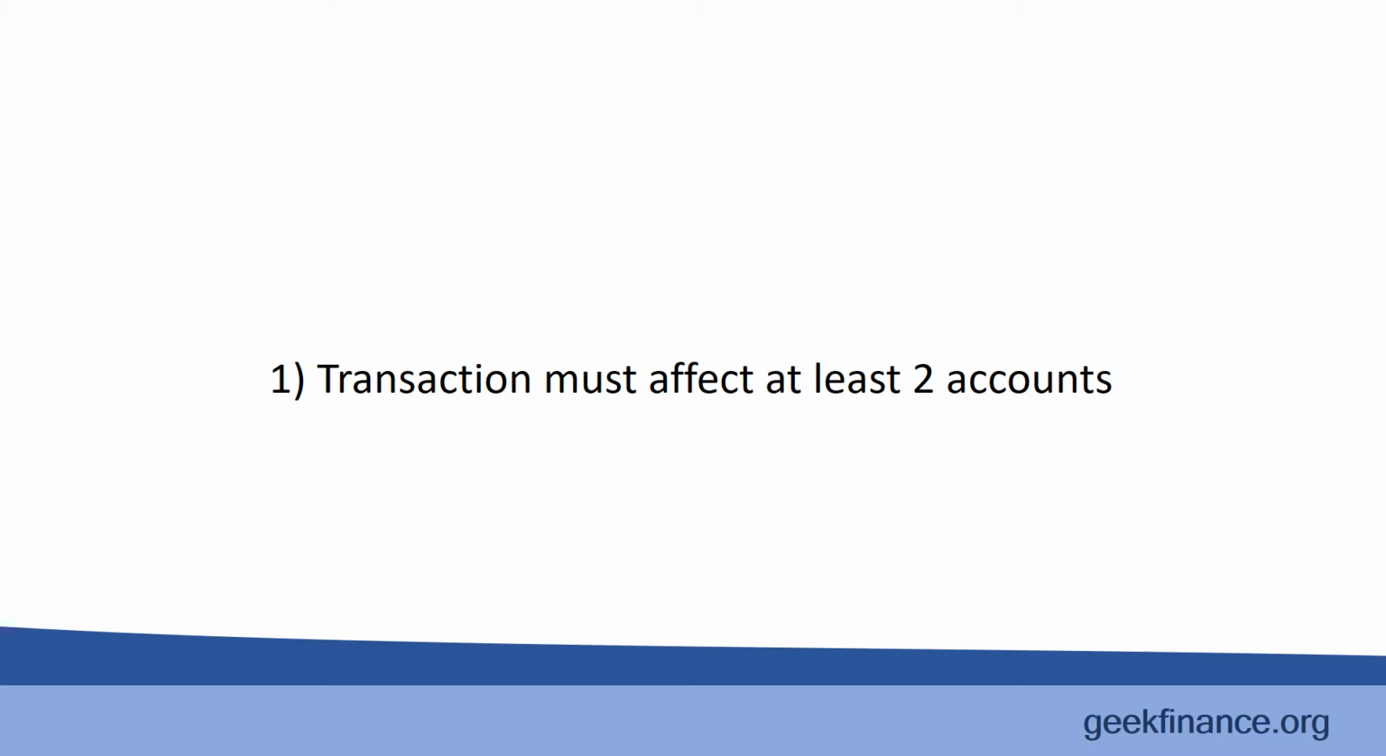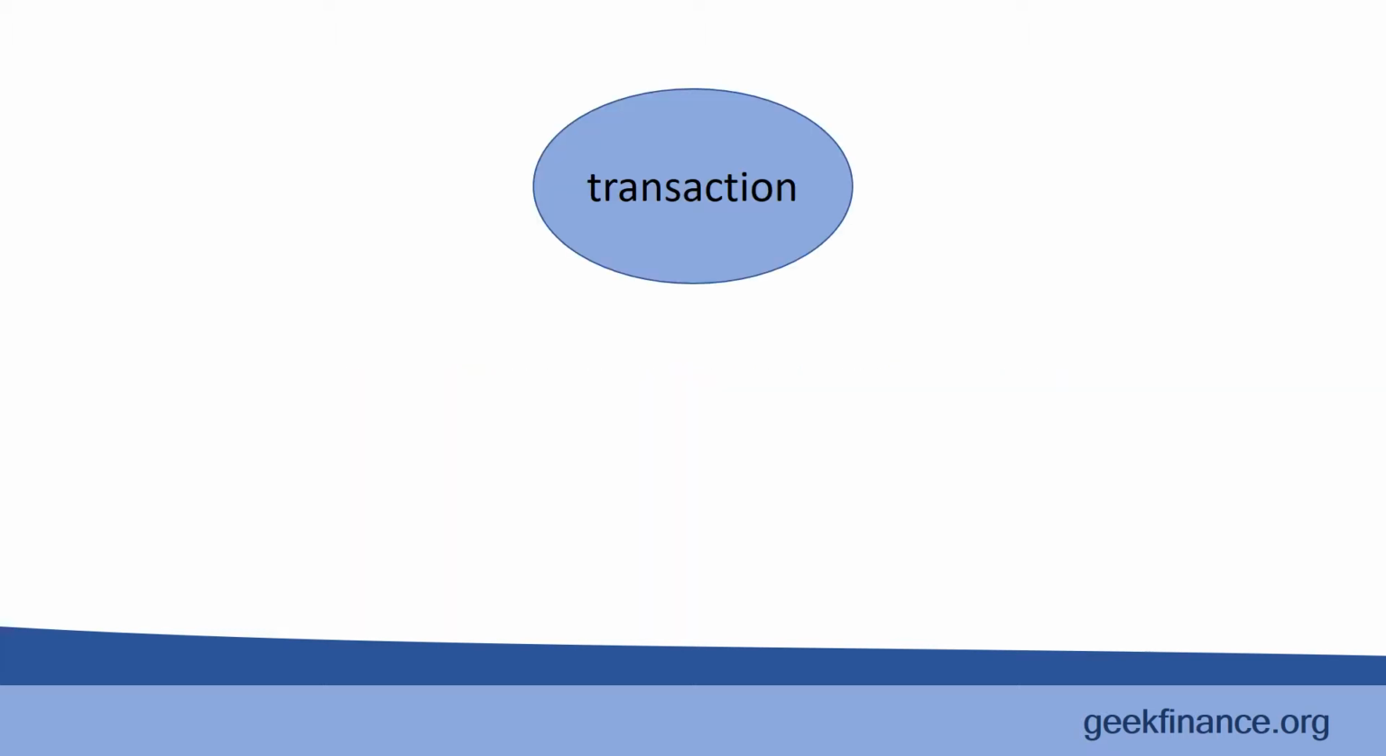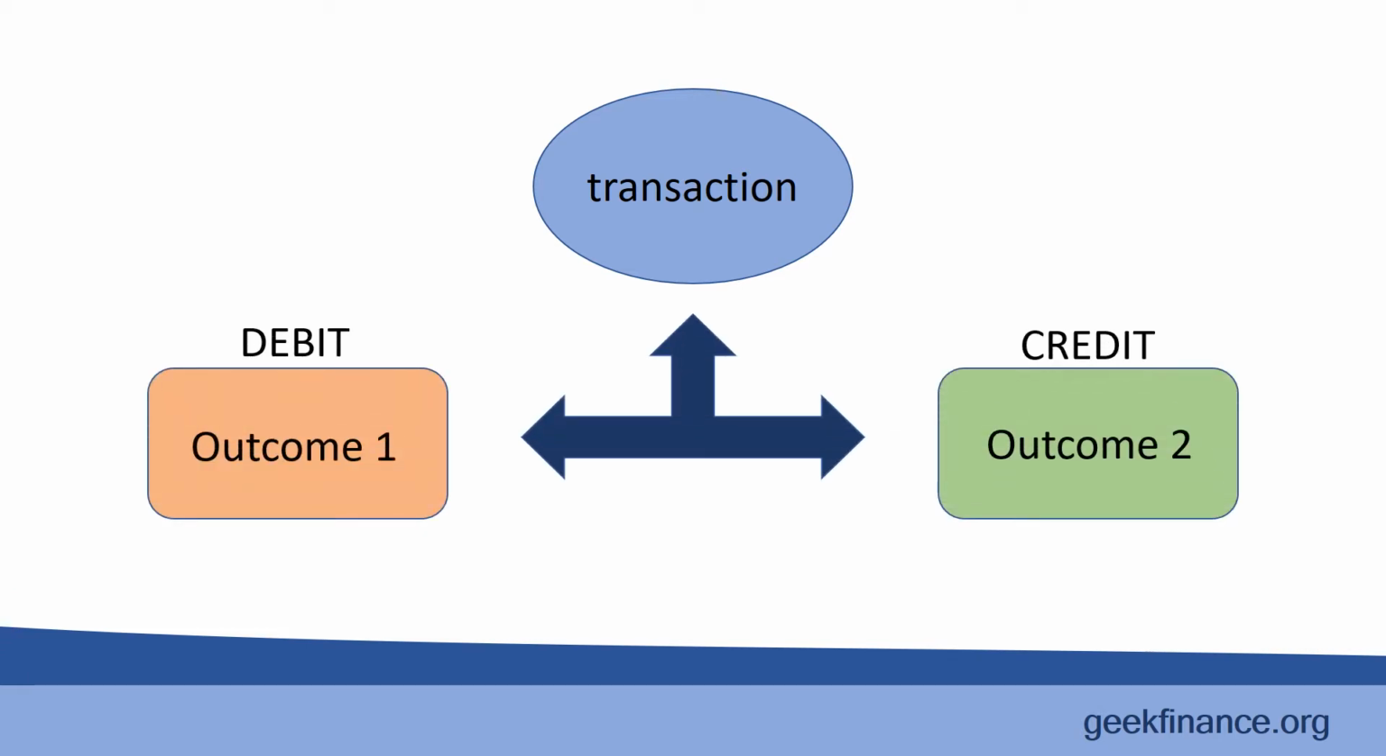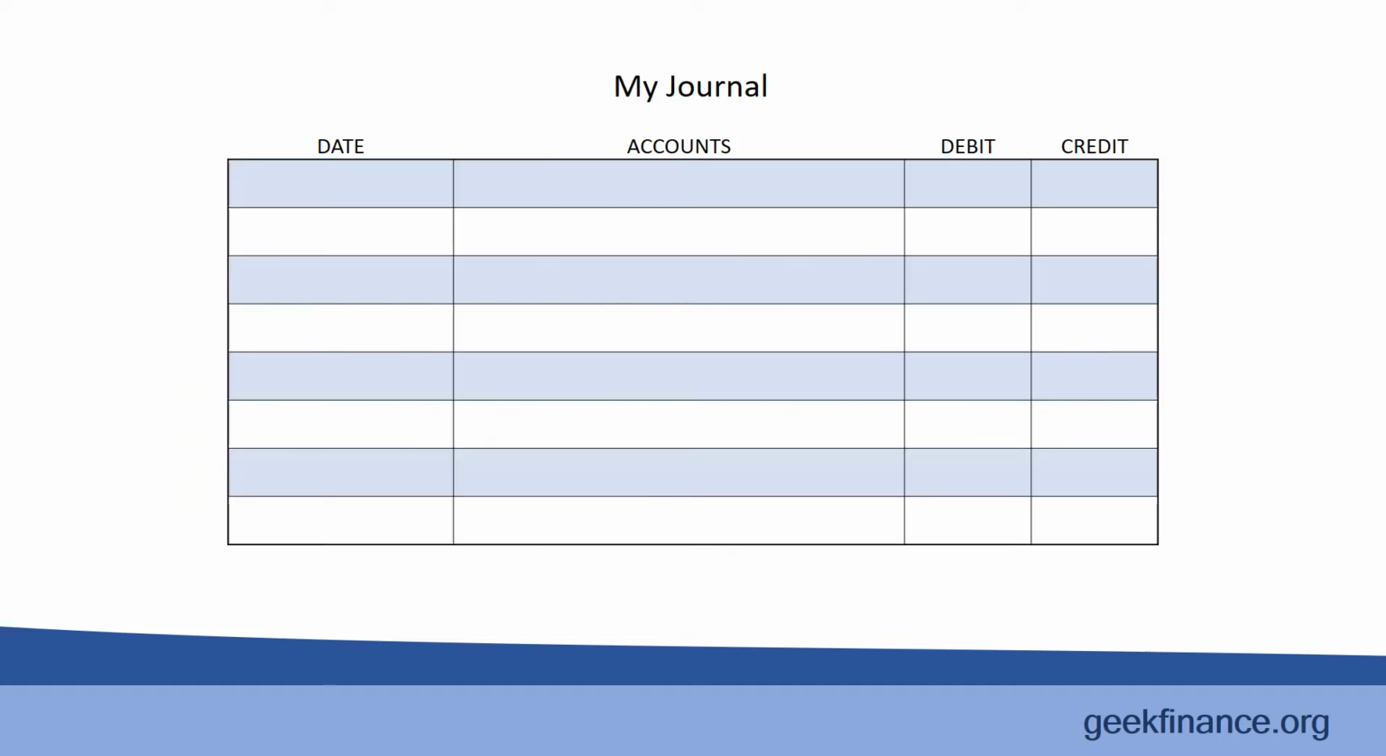The first one is that every transaction has to affect at least two accounts. Now, I know it doesn't make sense at first, but when you practice it, you're going to realize that in every financial transaction that you perform, there's going to be at least two accounts that can be recorded. Since the best way to learn is by example, let's dive straight into one right now.